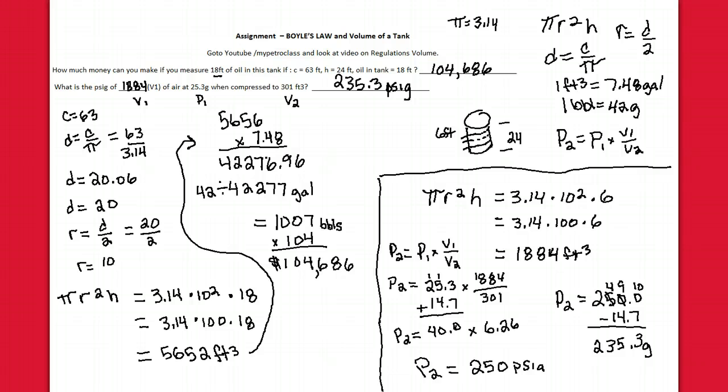Now, I know that seemed like it took a long time to work. It really didn't. There were only two things we were looking for. We were looking for the volume of V1, and we were also looking for how much money we could make from 18 feet of oil being in this tank.